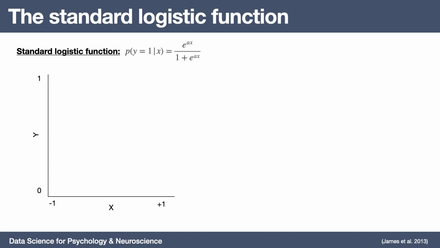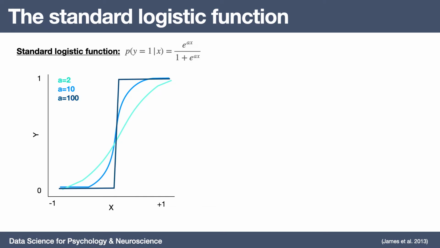And if we just basically insert x's here to increase or decrease x, what we see is that with a being small, the slope of this curve that you get, this S-shaped curve, is relatively shallow. And as I increase units of a, as I go from 2 to 10 to 100, that transition curve gets steeper.